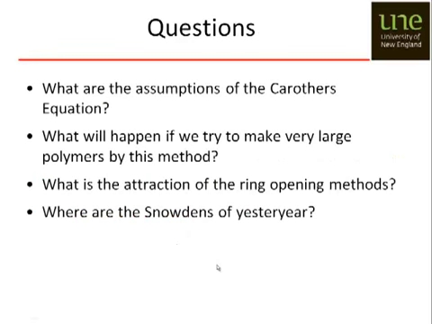So here are a few questions for you to think about. We've just presented this Carothers equation as a sort of fait accompli, but it relies on certain assumptions. So you should have a think about what those assumptions are. You should also think about what's going to happen with step growth polymerization if we try to make very large polymers. So if we want a polymer that has 1,000 monomer units in its backbone, what difficulties are we going to run into trying to do that?